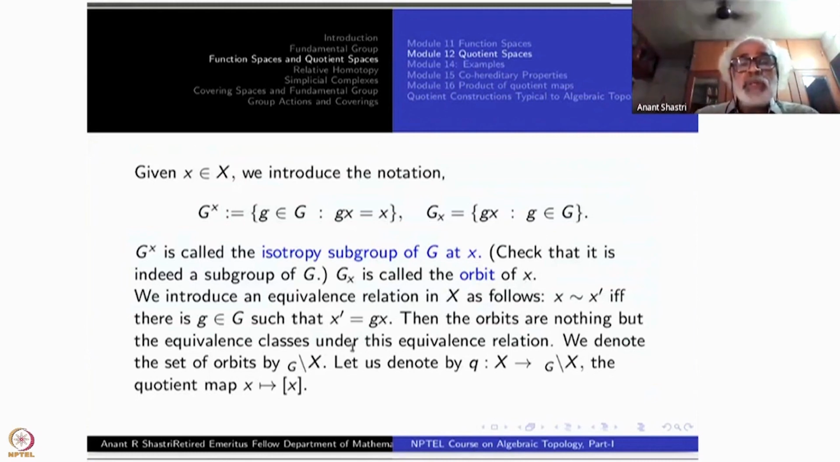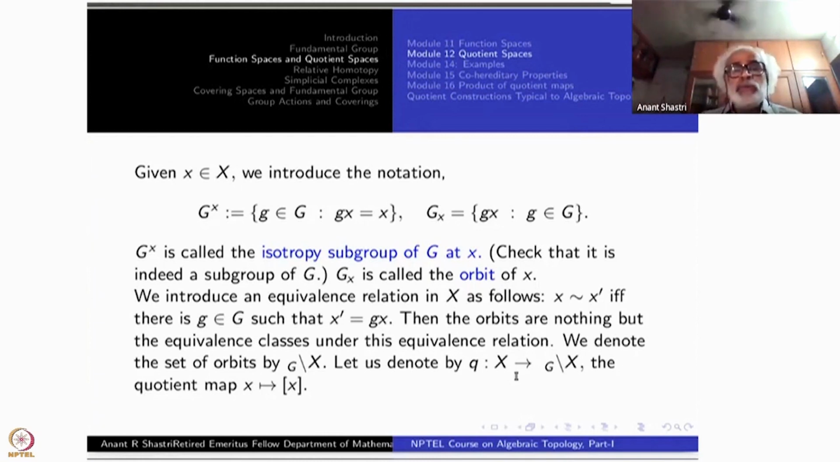We introduce an equivalence relation in X as follows. x and x prime are equivalent if there is a g which will bring x to x prime. Obviously, g inverse will bring x prime to x. And identity takes x to x. And if g takes x to x prime and h takes x prime to say x double prime, then hg would have taken x to x double prime. So this is an equivalence relation.